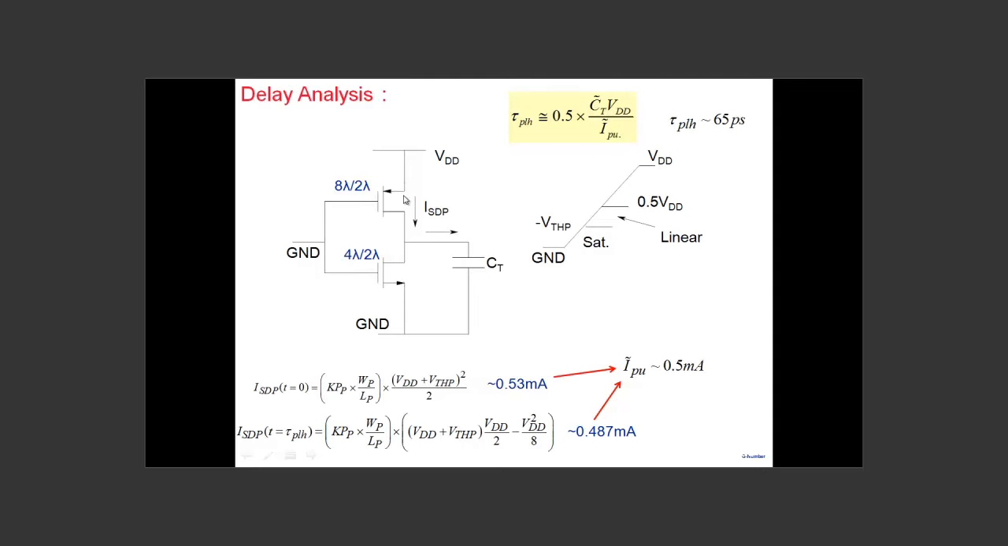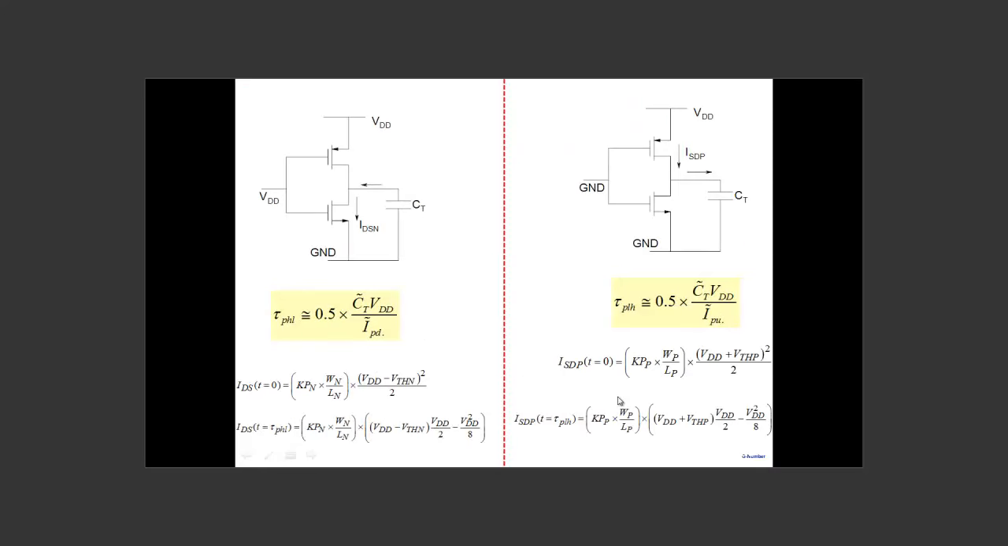So that's another reason to balance the delays also. We make the size here twice the size of this particular one, roughly twice the size of this one. All right, so we have tau PLH and tau PHL. This is how we estimate here. So you can see a sort of comparison between the two here. How we go about estimating the low to high, high to low, and the low to high delay here.